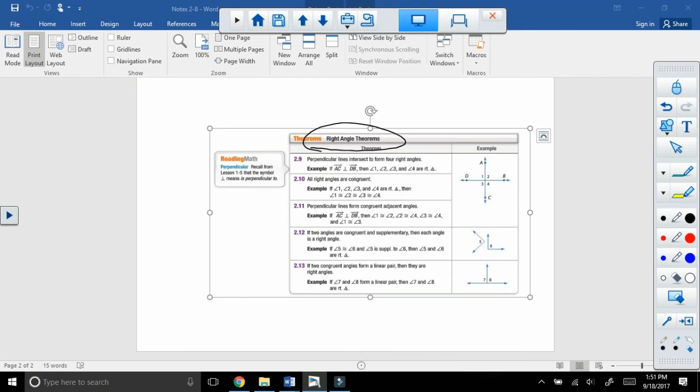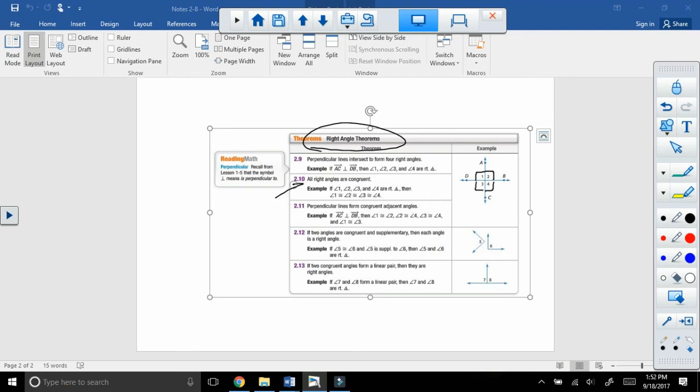So 2.9 says perpendicular lines intersect to form 4 right angles. So by definition, it would say 1 right angle. But if this is a right angle, wouldn't all of those be right angles? Because we have vertical angles, we have angles that are supplementary. So if one's a right angle, technically all 4 of them are right angles.